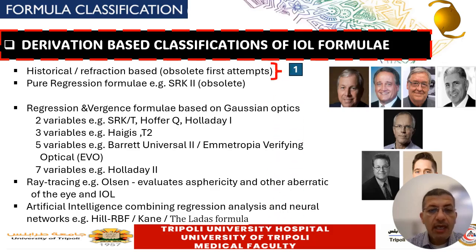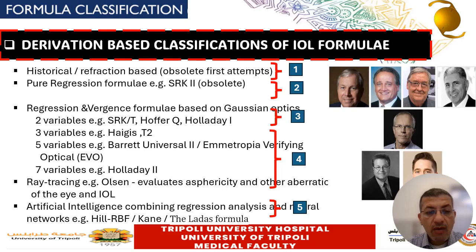So generally, the first generation is obsolete now, which includes the historical and the pure regression formulae. Of the third and fourth generations, the fourth generation is replacing the third generation, gaining popularity over the last decade. And now we are in the era of the fifth generation and the evolution of the artificial intelligence formulae.